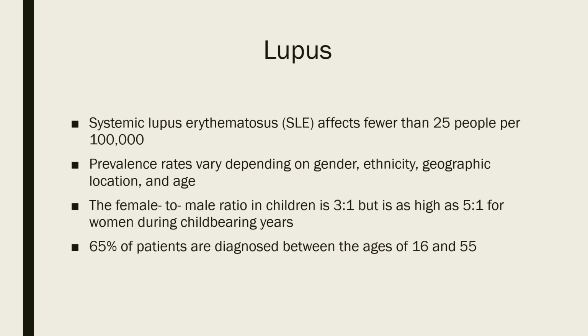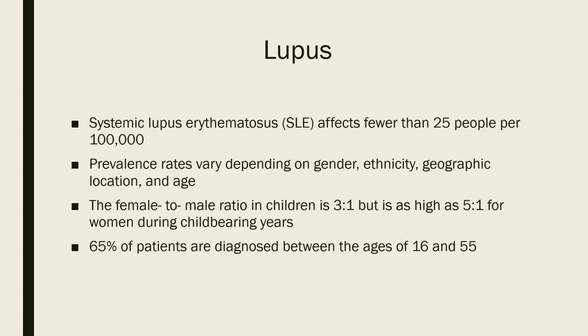So, moving on to lupus. Systemic lupus erythematosus, otherwise known as SLE, will affect fewer than 25 people per 100,000. Prevalence rates will vary depending on gender, ethnicity, geographic location, and age. So the female to male ratio in children will be 3 to 1, but it can be as high as 5 to 1 for women during childbearing years.